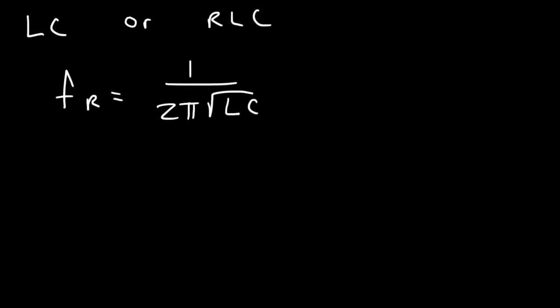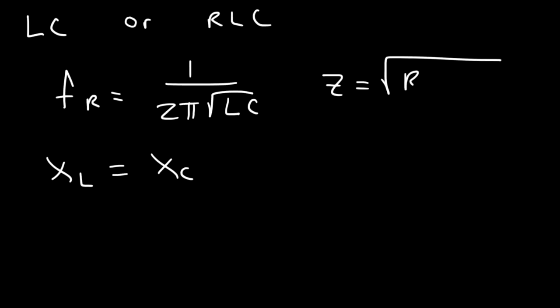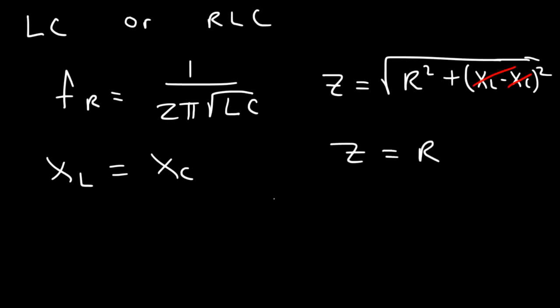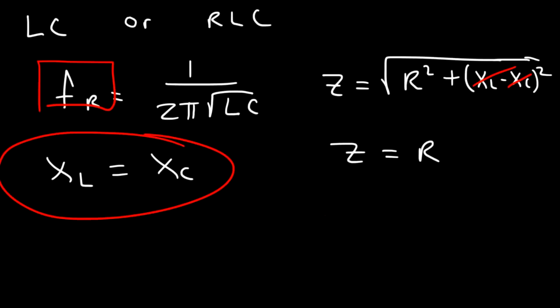Now, whenever you have a circuit with a capacitor and an inductor, be it an LC circuit or an RLC circuit, you can calculate the resonant frequency, which is 1 over 2 pi square root LC. At the resonant frequency, the capacitive reactance and the inductive reactance are equal to each other. So in that case, the impedance, which is the square root of R squared plus XL minus XC squared, since XL minus XC are the same, these two will cancel. XL minus XC is 0. So Z is equal to R. So at the resonant frequency, make sure you know that XC equals XL, and Z, the impedance, is just the resistance of the resistor.